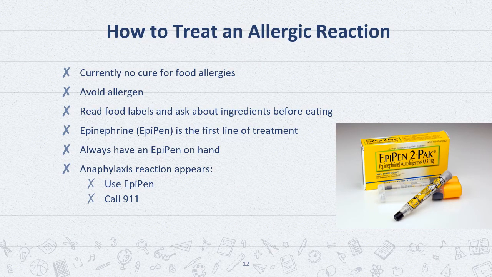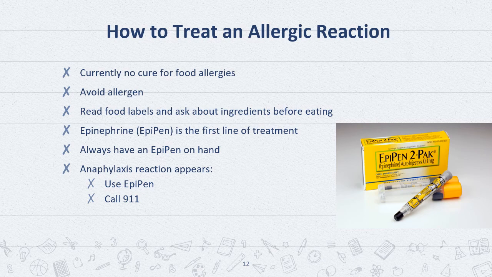How to treat an allergic reaction. There is currently no cure for food allergies. Avoiding the allergen is the most important way to prevent a reaction. Those with food allergies should carefully read food labels and always ask about ingredients before eating the food.